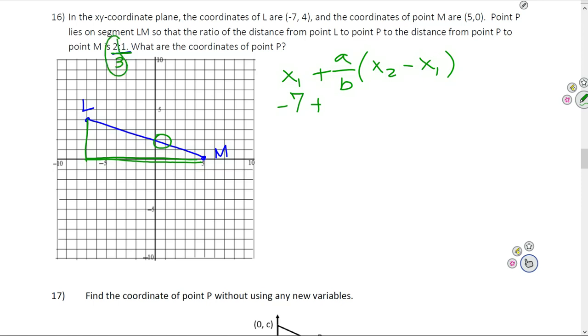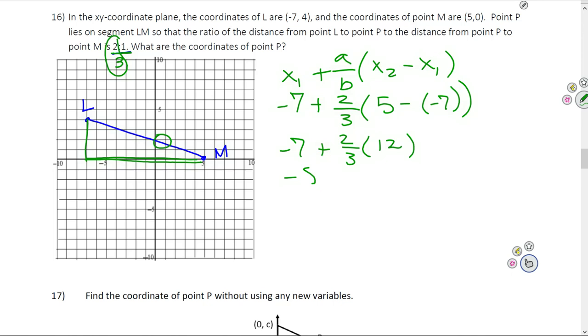So I'm going 2/3 of the way along this path, and the length of the path is my ending of 5 minus my beginning of -7. So I have -7 plus 2/3 of 5 minus -7, which is 12. So I travel 12 in the positive direction. And 2/3 of 12 is 8. So I have -7 plus 8 is 1.